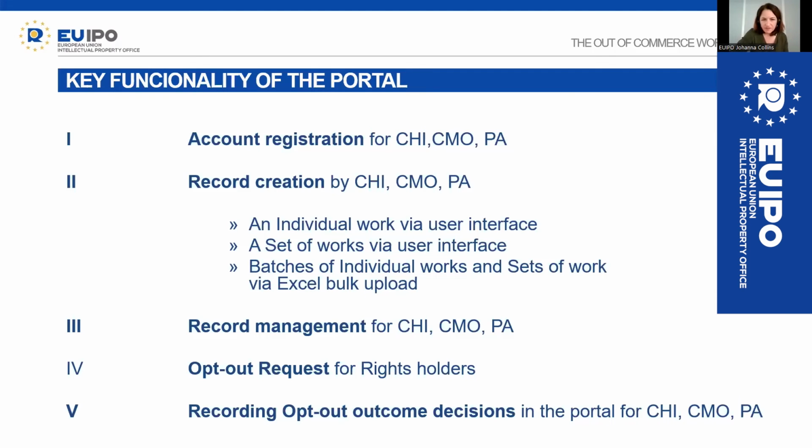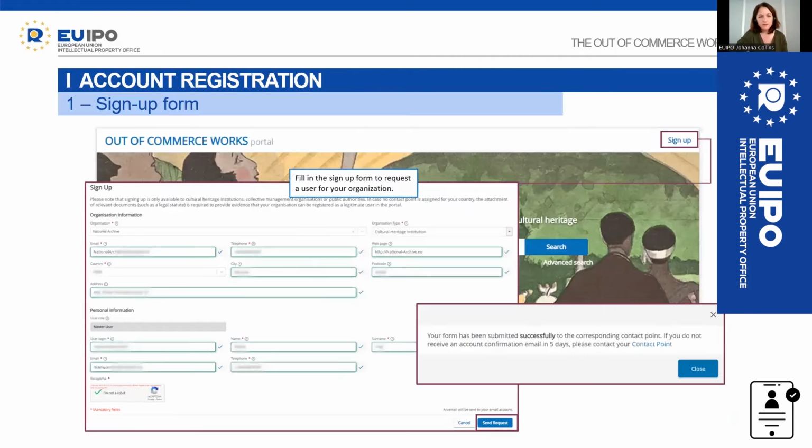I'm going to delve a little bit into the account registration for the CHIs, collective management organizations, and public authorities. You have a simple sign-up form that's reached right on the homepage of the portal. As you can see over to the right, there's a button called Sign Up, and this is meant for when your organization wants to have their initial login or get their credentials to log into this portal.